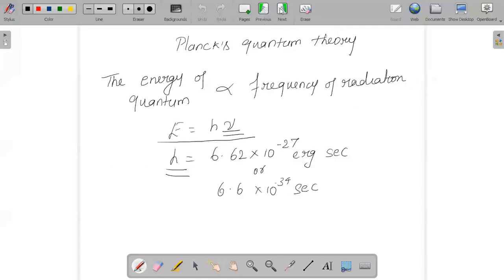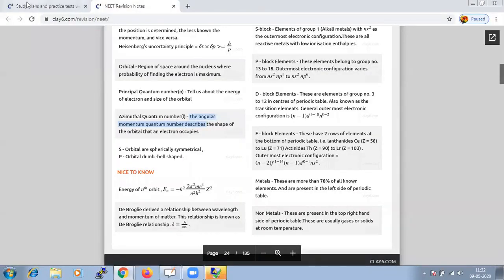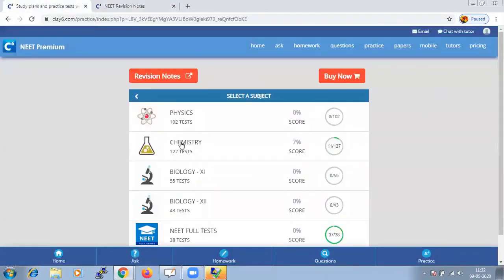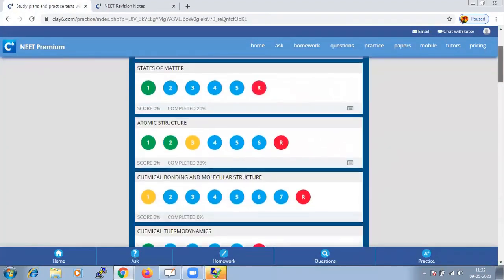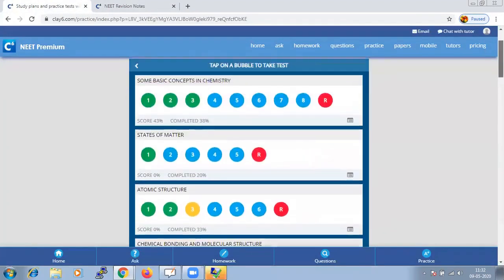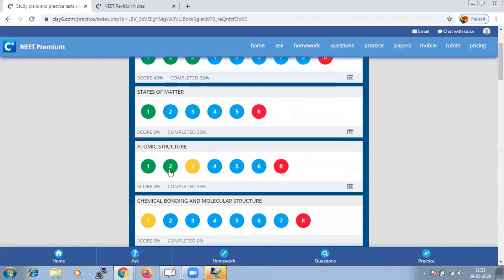Okay. So we are done with the concept of atomic structure. Let us do a test and analyze how much we have understood. If you go to chemistry, we have chapter-wise tests. It is better that as and when you study the chapter, you try to take the test so that you could feel how much you have understood.